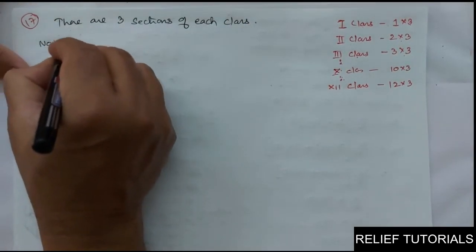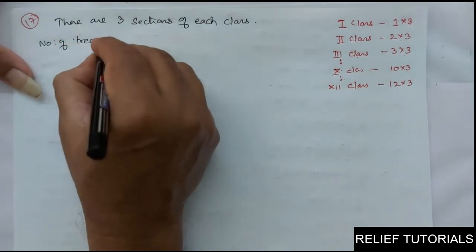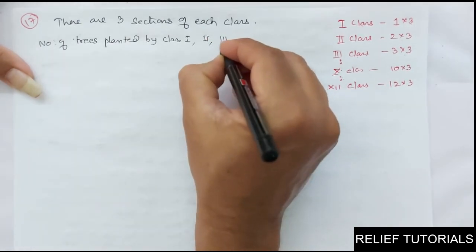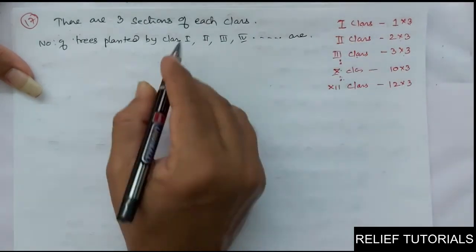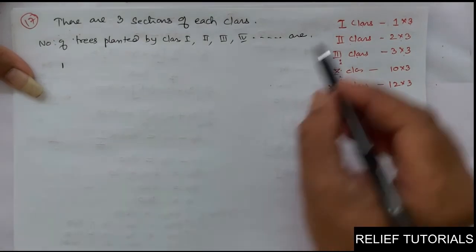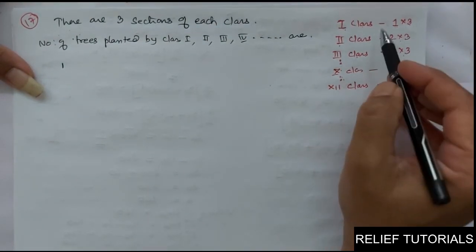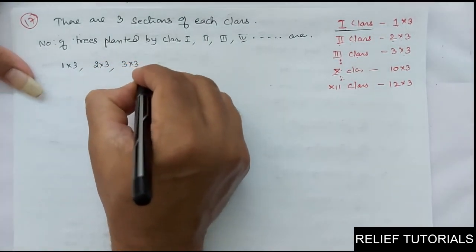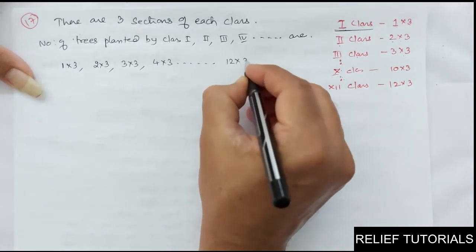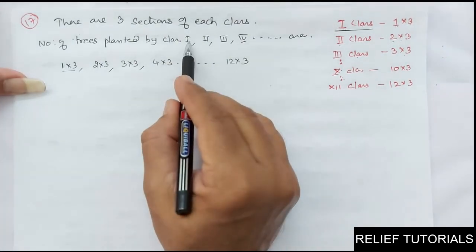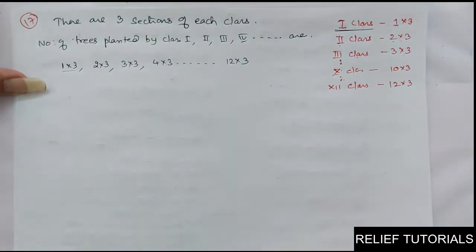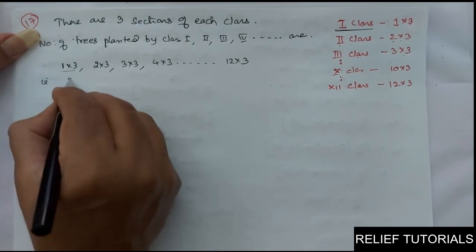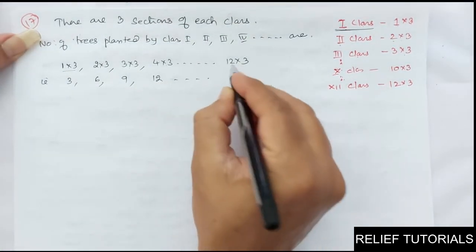So the number of trees planted by class 1, 2, 3, 4. First class will plant 1 tree, second class 2 trees, but each class has 3 sections. So first class 3 sections, so 1 into 3, then 2 into 3, then 3 into 3, 4 into 3, and so on, up to 12 into 3. So these are the trees planted by first class, second class, third class, fourth class, up to 12th class. So we can say that is 3, 6, 9, 12, and so on, up to 36.